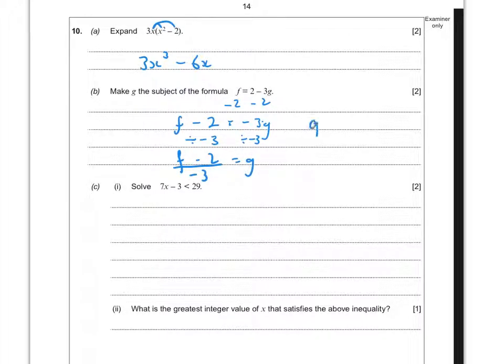And just what we do then is flip it round so it reads g equals f take away 2 all over minus 3. For part C, we use the same sort of skills for solving equations that we would use. So I want to get x by itself, so I'm going to add 3 to both sides, which would leave me with 7x is less than 32. I'm now going to get rid of that times by 7, so divide by 7, divide by 7. X is less than 32 divided by 7, and that would be an acceptable answer.